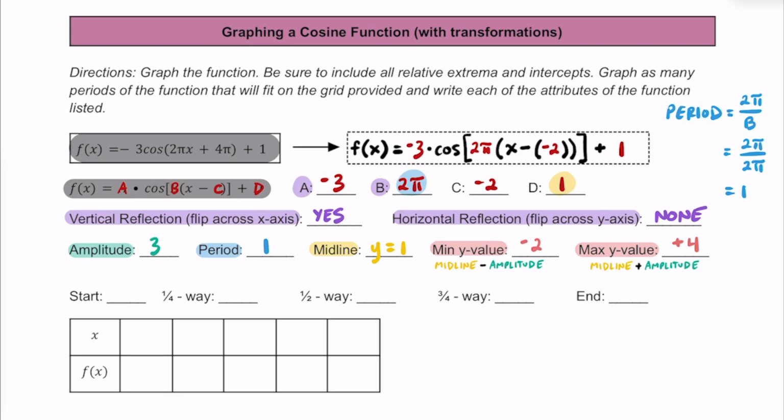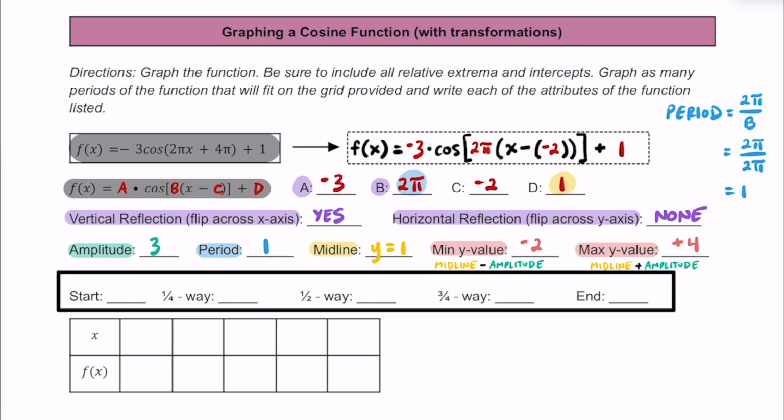That's the highest this function will go. All right, typically we like figuring out what our 5 critical points are so we can make a table and go ahead and graph it. But in this particular case, it's going to be a little bit trickier because we have a horizontal shift. So we're going to wait on that for just a moment.